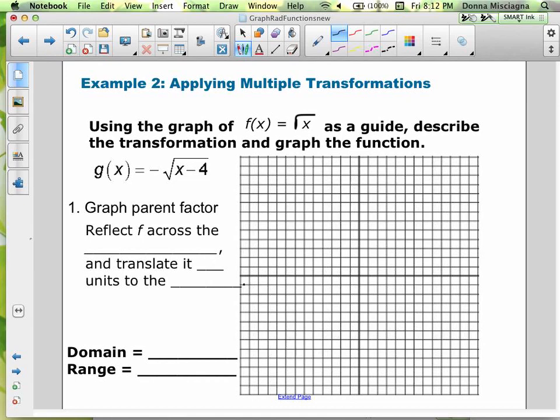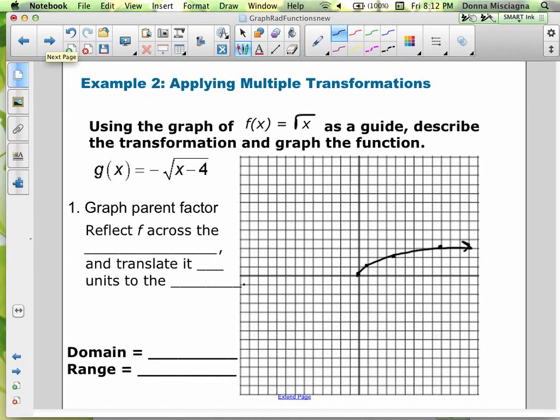Our base graph for the square root is (0, 0), (1, 1), (4, 2), (9, 3), and that's all that will fit on this particular graph. And we want these nice friendly points. I stayed away from anything that's not a perfect square.